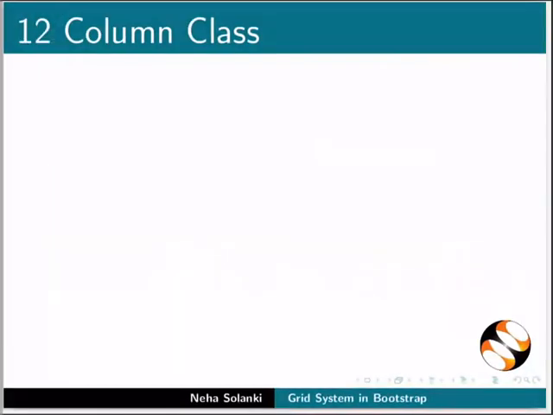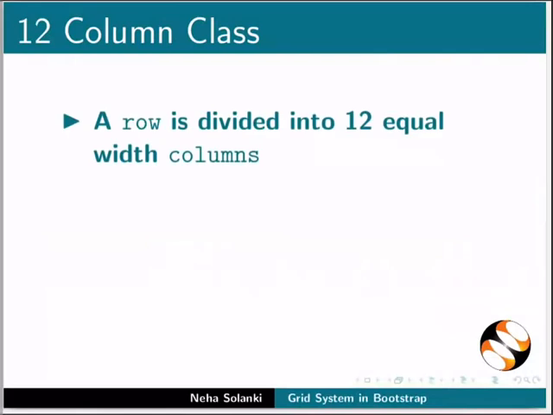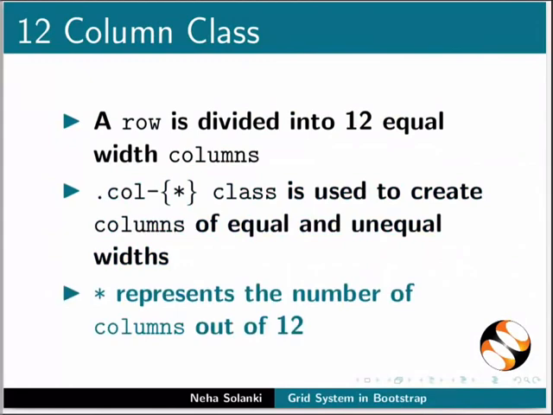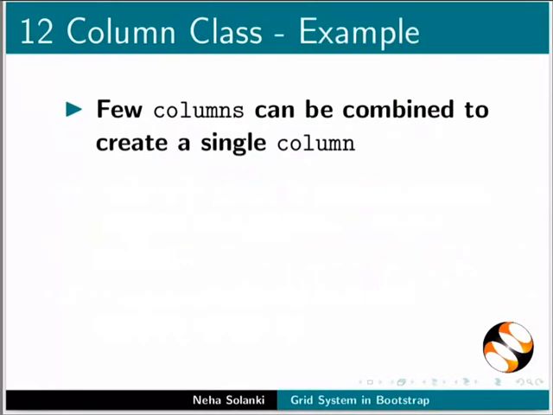Next, we will learn how to create unequal width columns using a 12-column class. A row is divided into 12 equal width columns. The .col-* class is used to create columns of equal and unequal widths. Star represents the number of columns out of 12. A few columns can be combined to create a single column.